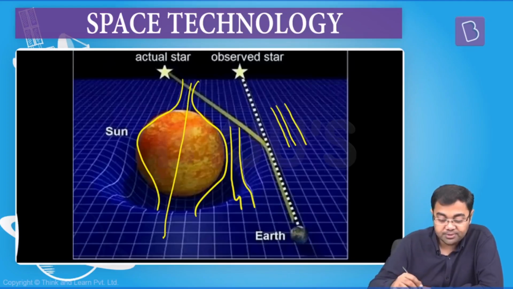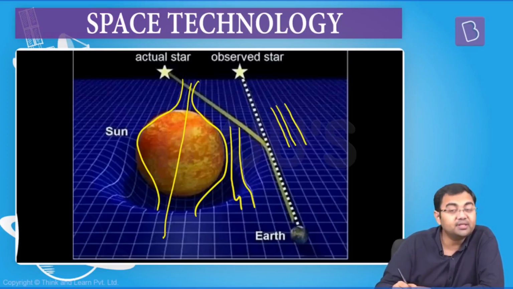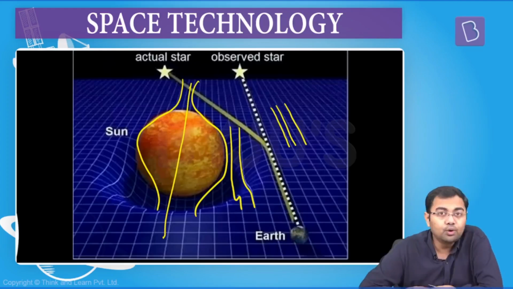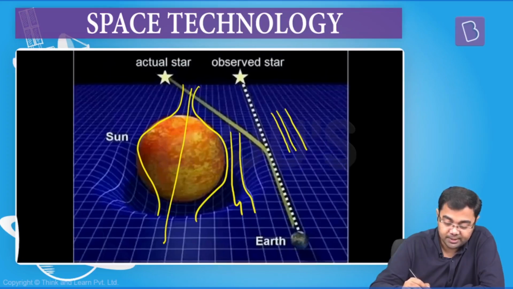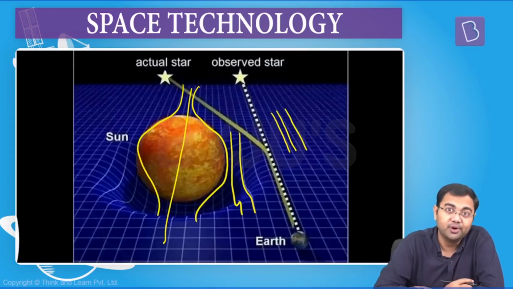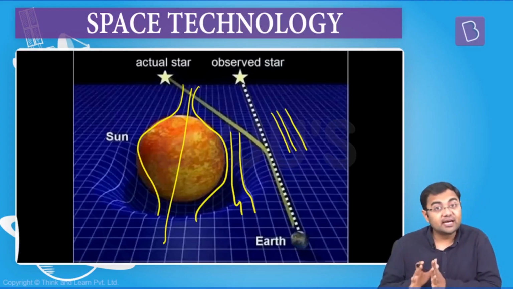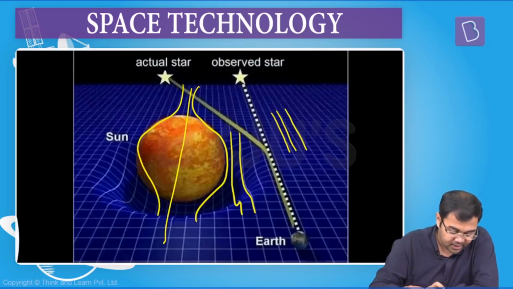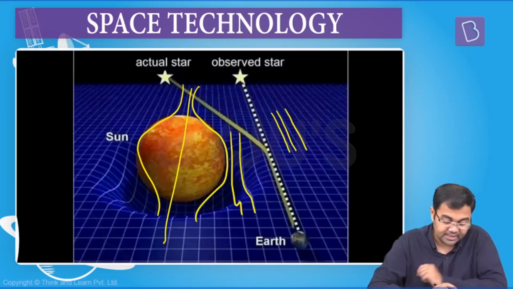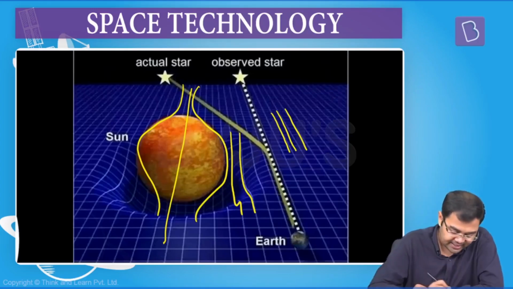But on the Earth, you are observing the star here. Why? Because there was a distortion in the path that happened. When you retrace the path, we observe the star to be at this point instead of the actual star, which was at this point. So this is happening. Why? Because of the distortion in the path of light that has been created. So just understand this phenomenon, what is happening with gravitational lensing.